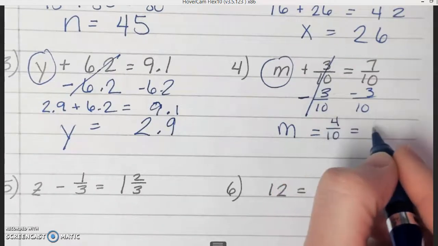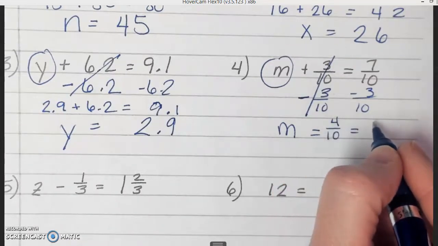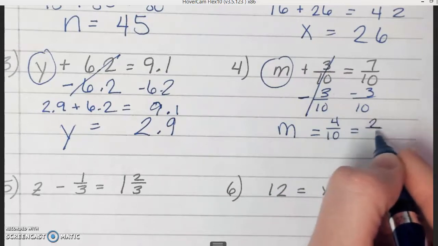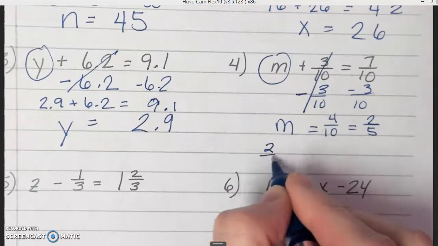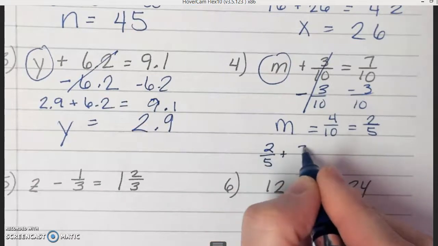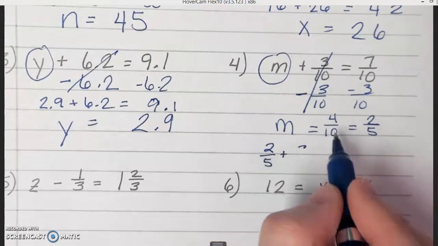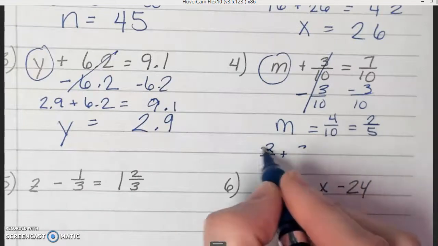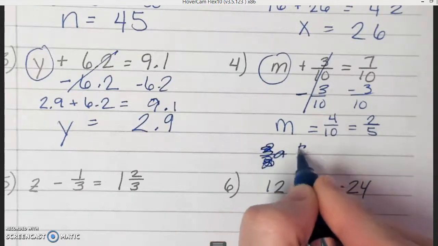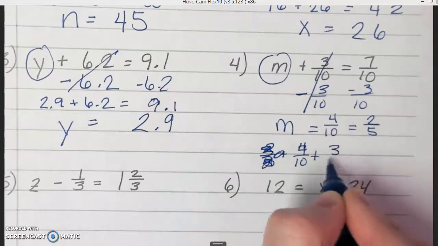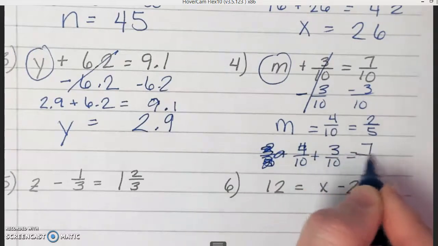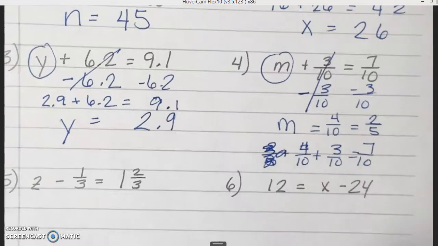And then I can simplify that down to 2/5. And if I went back and checked it, put in 2/5 for m. Oh, no, I probably should have gone ahead and used my 4/10 there. Let's put in 4/10 since they've already got that common denominator, plus 3/10 equals 7/10. So it works.